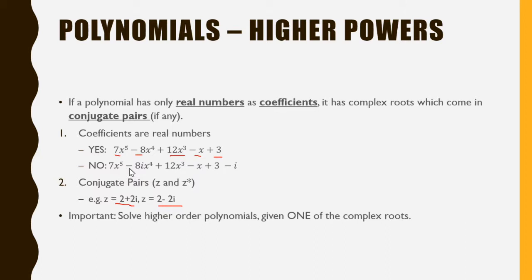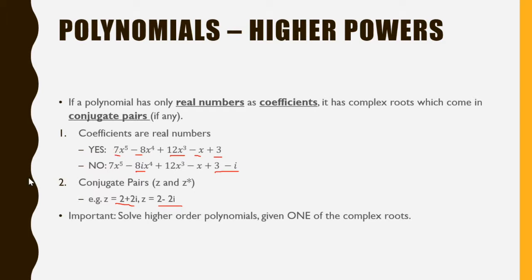So something like this, here we have a problem. We can see that this does not have a real number as a coefficient. It has minus 8i as a coefficient, and if we look at the constant term, we have 3 minus i as a coefficient, so no go. You can't guarantee that this will have roots that come in conjugate pairs, so you shouldn't make that assumption.